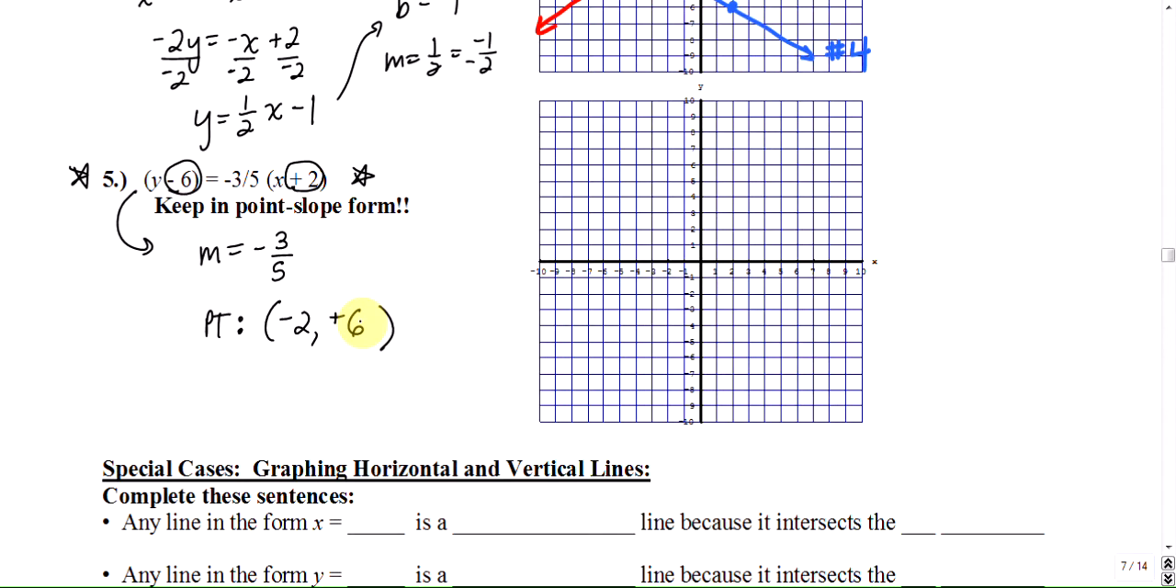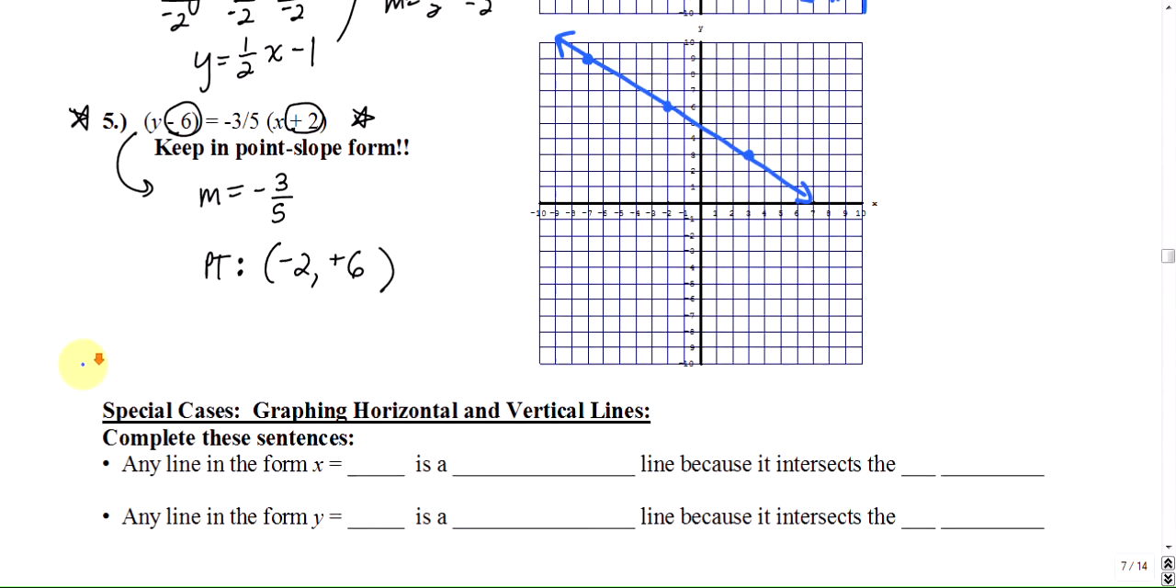So there is my point, there's my slope, and now I'm going to plot my point, but this is not my y-intercept. So I'm going to go -2, up 6, so it actually lands over there in quadrant 2. And then I'm going to use my slope of down 3, right 5, or up 3, left 5. There we go. There is my graph for that problem. And definitely go back to this one. You don't want to undo this and put it in y = mx + b. It's just not a good idea, even though in theory it should work.